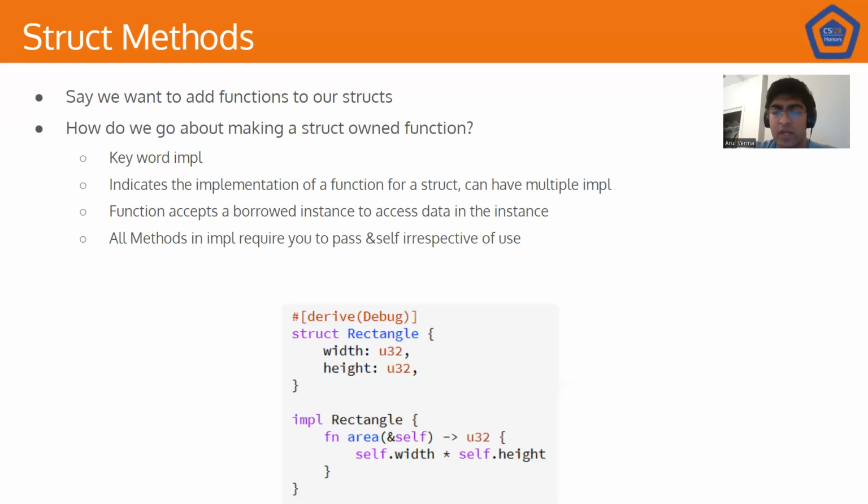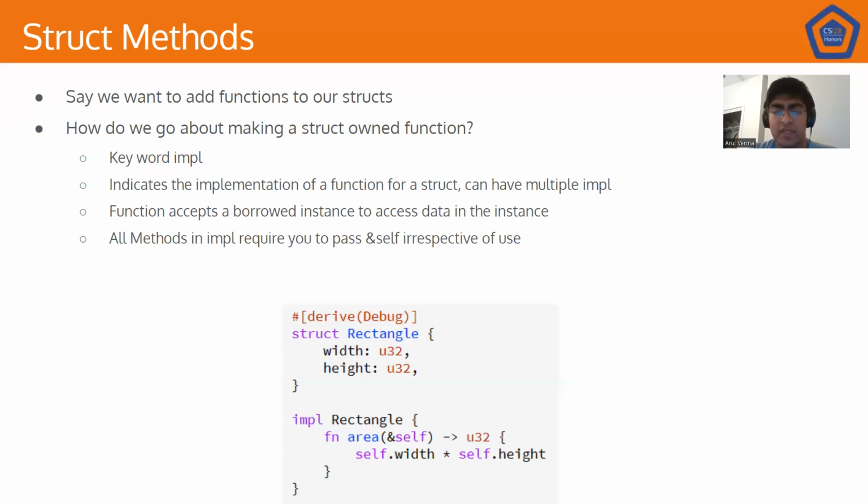So I can access its width, I can access its height, in this case for this rectangle, and then I can do something with it. If you wanted to pass a mutable reference, you'd say &mut self, and that allows you to pass mutable data from your instance and allows you to change that data for your instance.